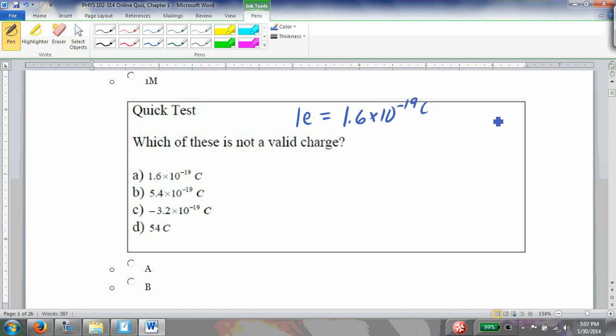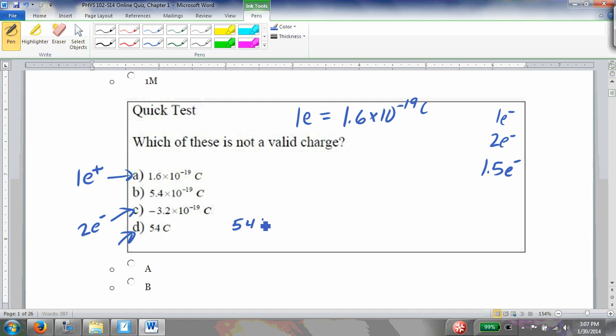That means you can have one electron, or you can have two electrons, but you can't have 1.5 electrons, for example, or 1.5 protons. So we're looking for a quantity here that is a multiple of this 1.6 times 10 to the minus 19. Now, this is 2 electrons. This is 1 proton. This is a whole bunch of protons.